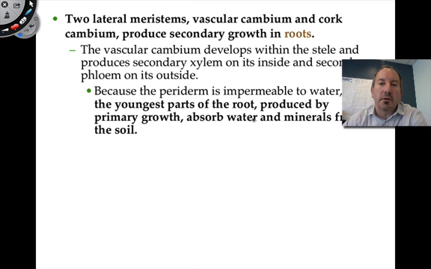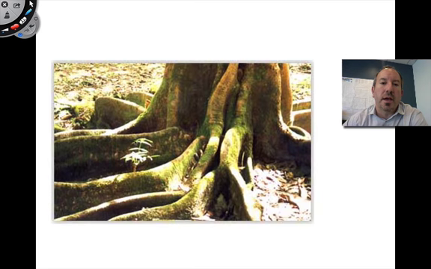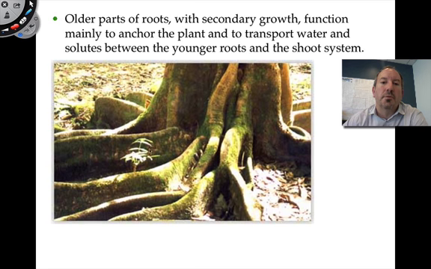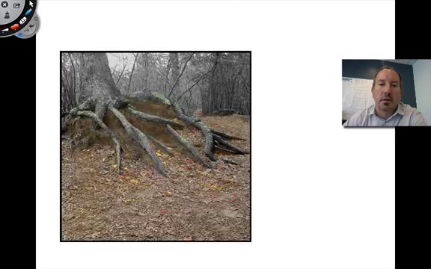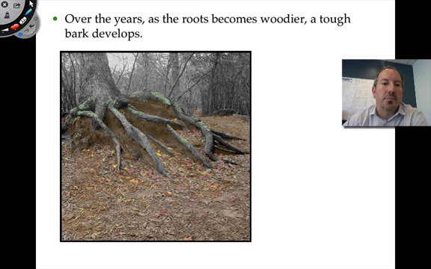And so the secondary growth in roots, check this out. It's almost like an extension of the stem itself, but it's thick. They're thick and they're impenetrable. And so this helps to provide further support of the tree. It helps to anchor the plant down. It helps to transport water, but it doesn't absorb water. And so finally, you can see here, check this out. This one has so much bark on it that some of the roots actually have lichen growing on them as well, which is kind of cool. So over the years, the roots can become woodier and tough bark develops. But this is not where water is being absorbed. That's happening much deeper down below.